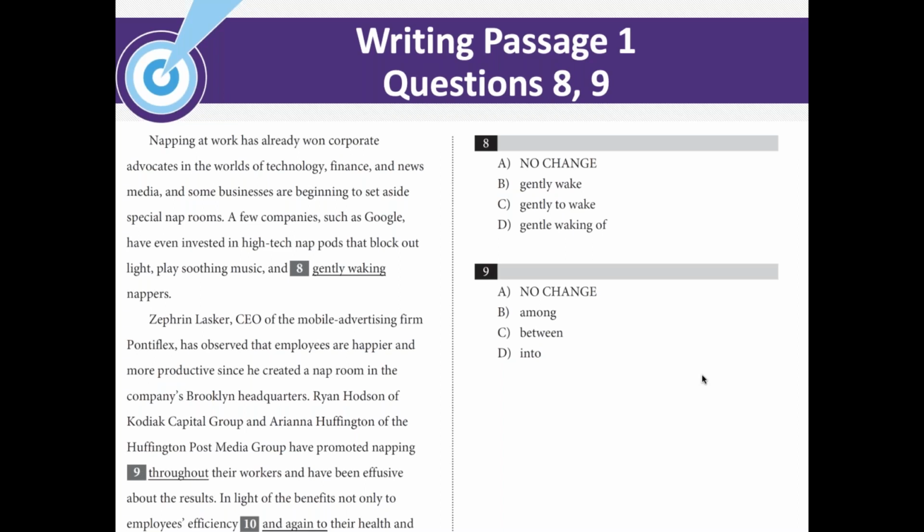Number 9 is picking the correct preposition that goes best with the sentence. And here, these are good ones to trust your grammar ear. Number 9 is B.